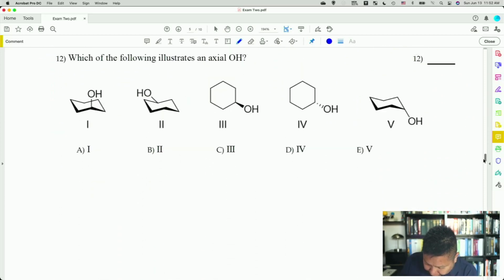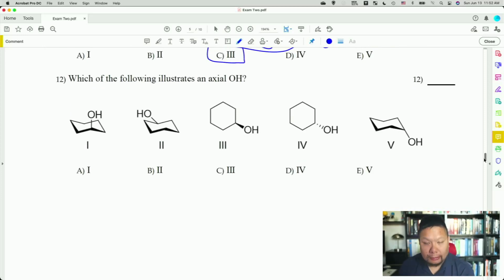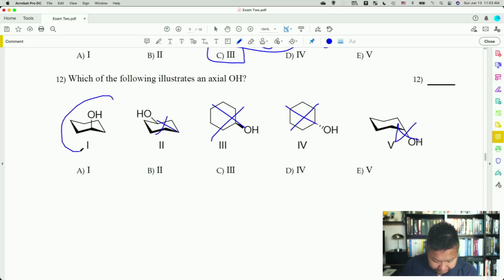Okay, next one. Which of the following has an axial OH? Well, we only talk about axial OHs when we have boat or chair conformations, and the ones here, 3 and 4, are not in chair or boat conformation. Axial we know means up and down. So that right there is equatorial, and that right there is equatorial. The only one you have left is this one. So it's answer I, or A.